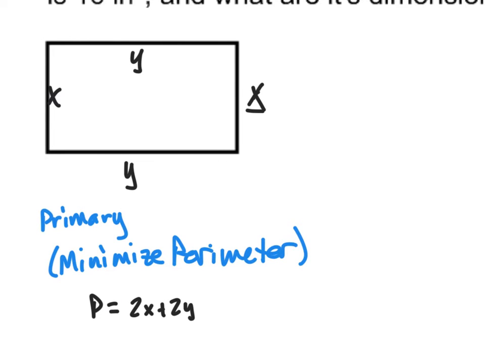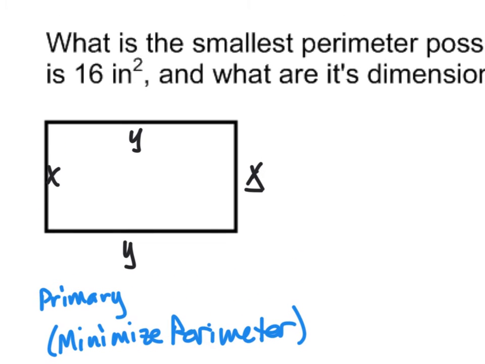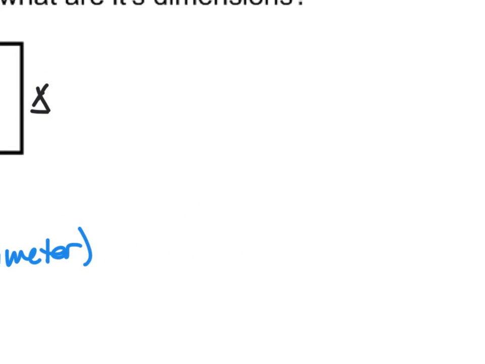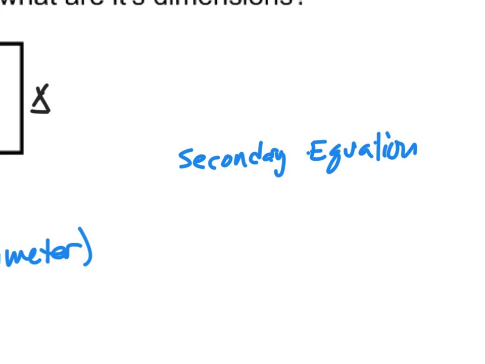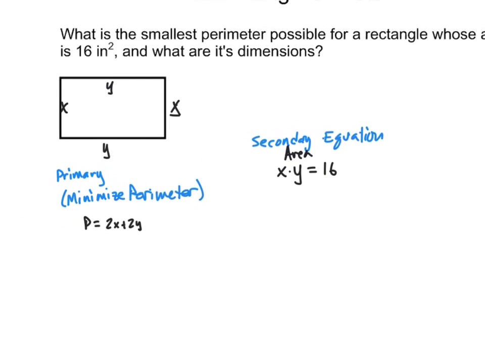The other thing that we're given is the area. We know the area of this rectangle has to be 16 inches squared. So I'm going to write my secondary equation, and that's just going to be x times y is equal to 16. This is for my area. So we have these two equations: our primary equation and our secondary equation.